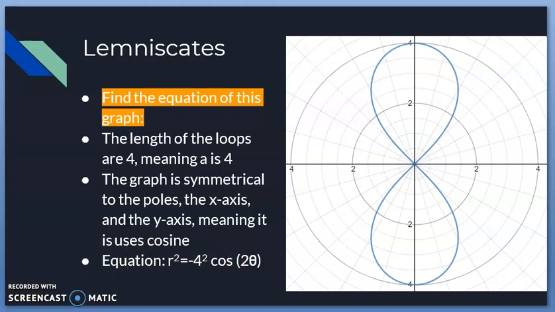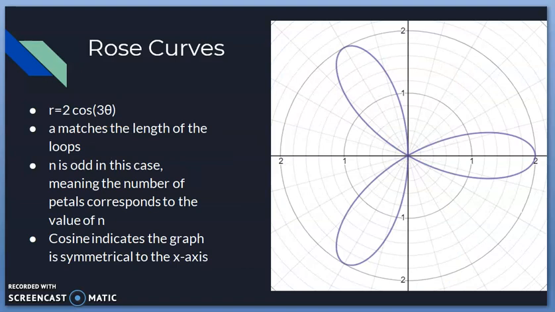We're now going to move on to Rose curves, which have some variation to them overall. So Rose curves are a petally shaped kind of graph. So for this one, we have r equals 2 cosine 3 theta. So remember, in a Rose curve, you can change the a value here and the n value here. So a matches the length of each of these loops, each of these petals, really.